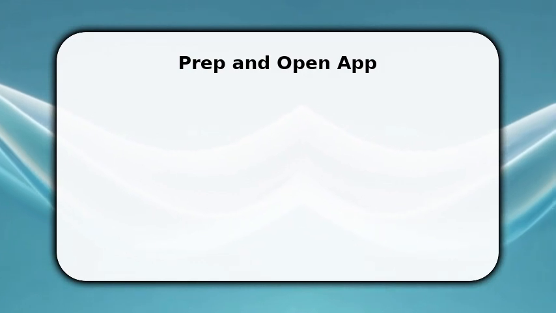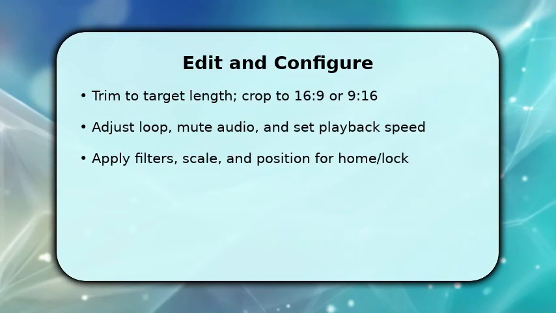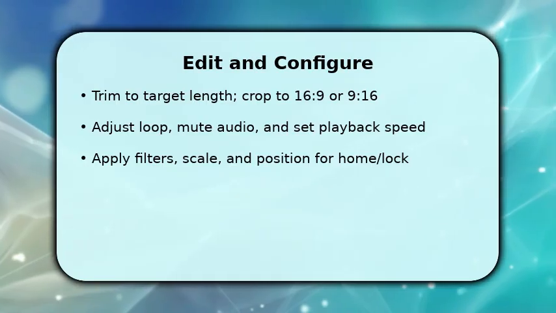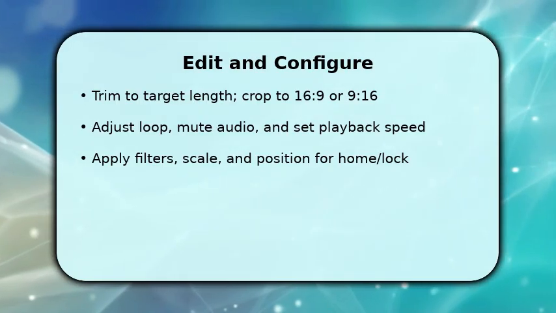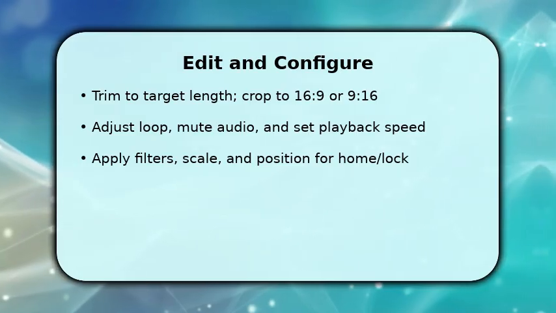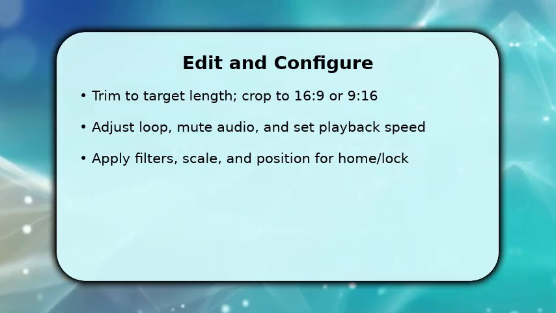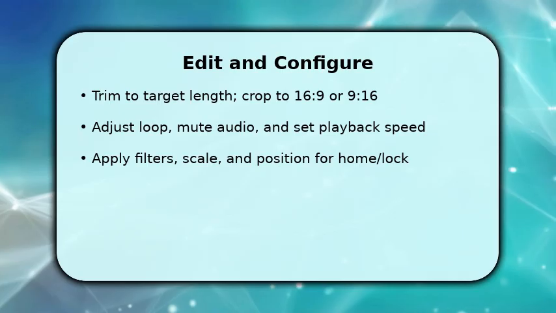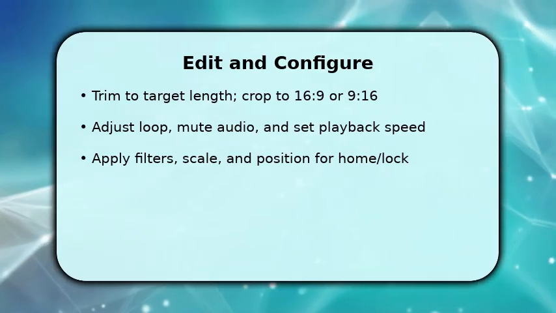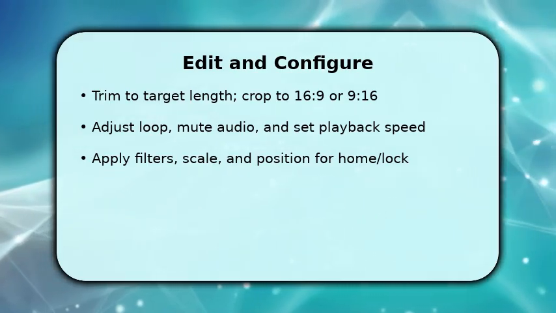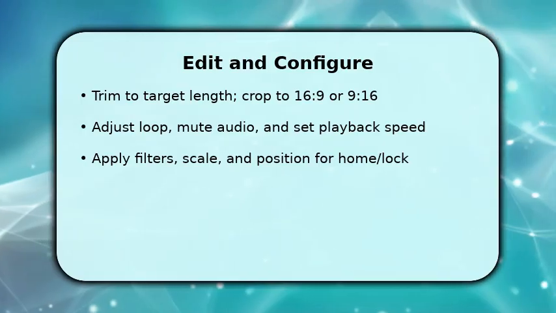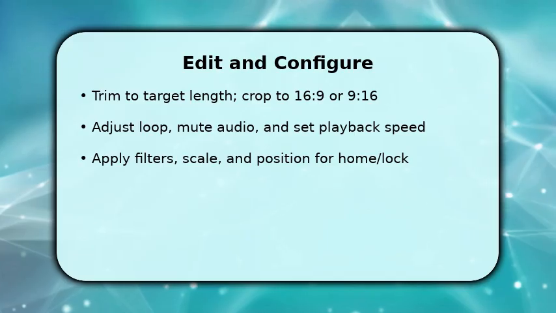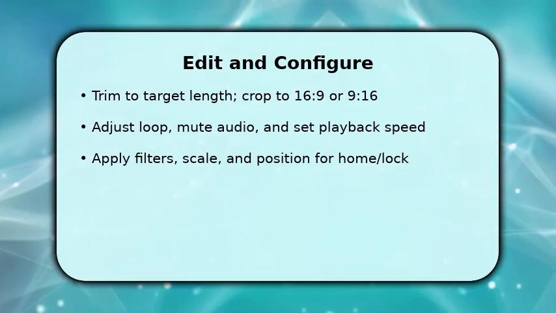You'll now edit and configure the clip so it behaves like a smooth wallpaper. First, trim and crop to the desired aspect ratio. Choose 16:9 for landscape or 9:16 for portrait. Then set loop behavior and mute audio if you prefer silence. Next, tweak speed, apply a subtle filter, and use the scale and position tools so critical content isn't behind icons. Once those choices look right, preview on both home and lock screens.